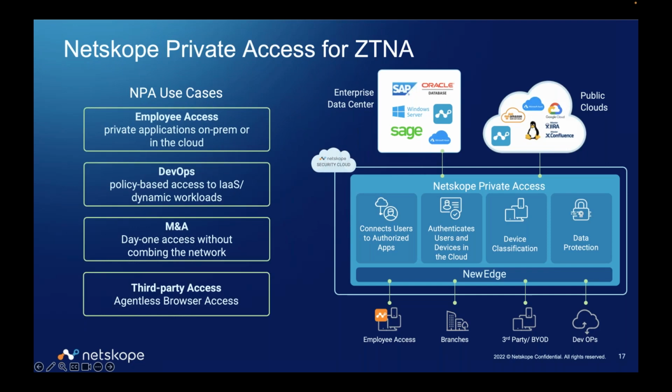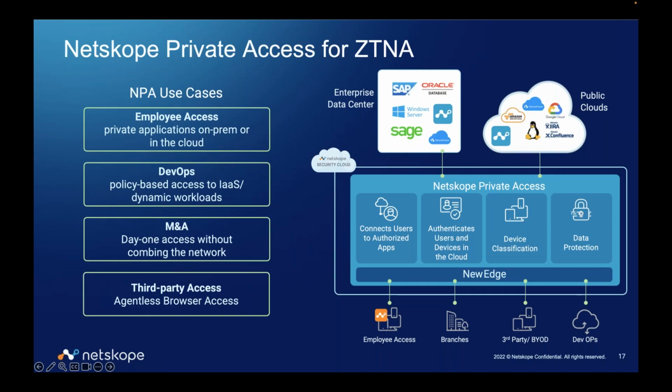So the first use case is really that Zero Trust Network Access use case for users accessing private applications seamlessly, always on, regardless of where that user is. A second use case, which is quite applicable, is to enable DevOps. You have policy-based access to infrastructure as a service and dynamic workload. So being specific, allow that developer access to that infrastructure on an infrastructure as a service platform quite seamlessly and easily, while having it secured, obviously.